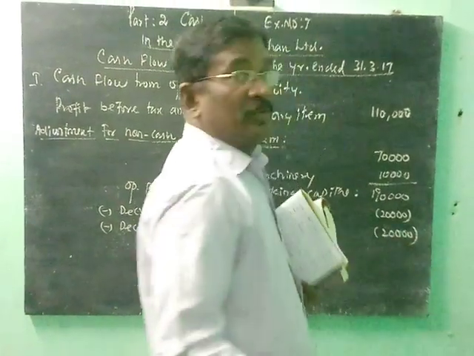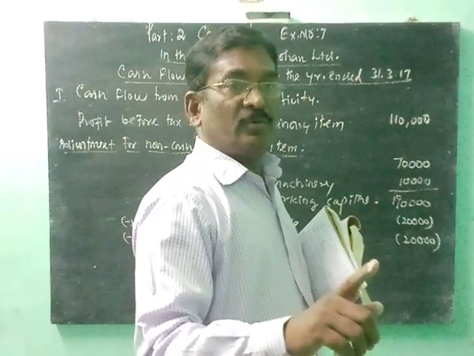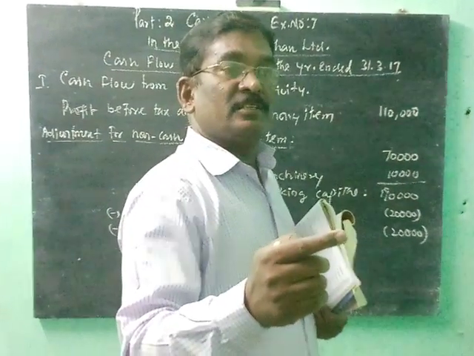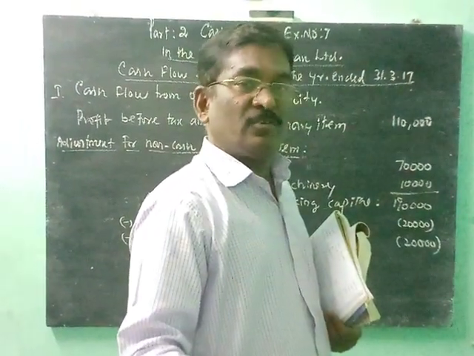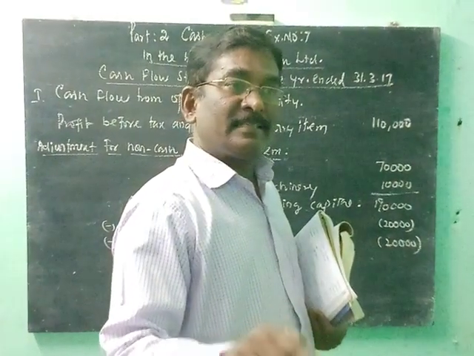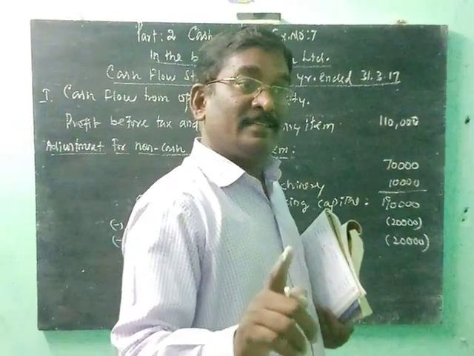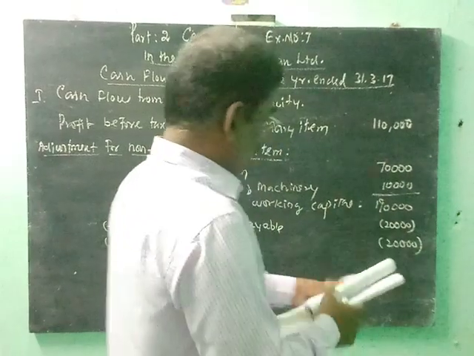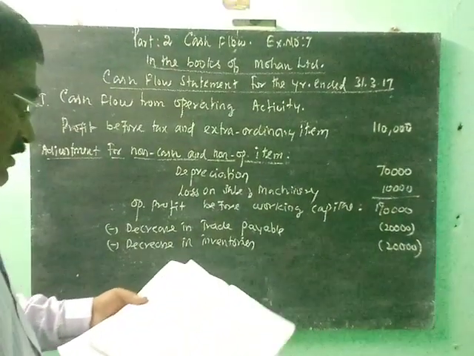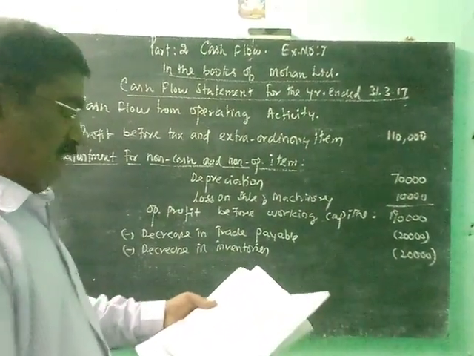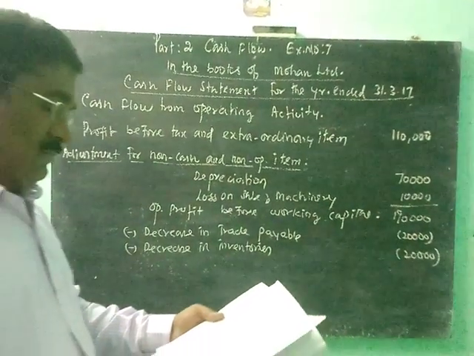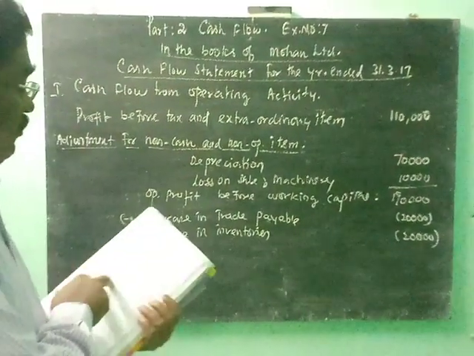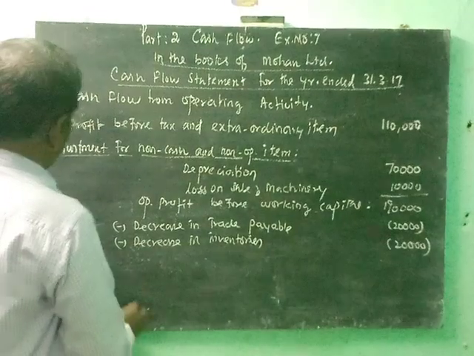When current liability is reduced, that is paid, cash outflow. When current assets increased, that is also cash outflow. When current assets decreased, assets are sold, that is cash inflow, don't forget. So next is trade receivable, 1,20,000, 90,000. So trade receivable increased.